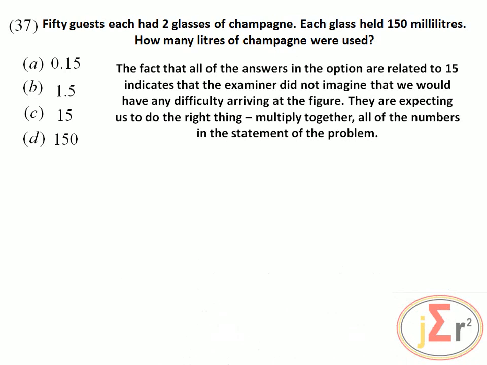The fact that all of the answers in the options are related to 15, as we can see, indicates that the examiner did not imagine that we would have any difficulty arriving at the figure. So the figure is not the problem. They are expecting us to do the right thing, which is to multiply together all of the numbers in the statement of the problem. So, no difficulty. 50 multiplied by 2 multiplied by 150.